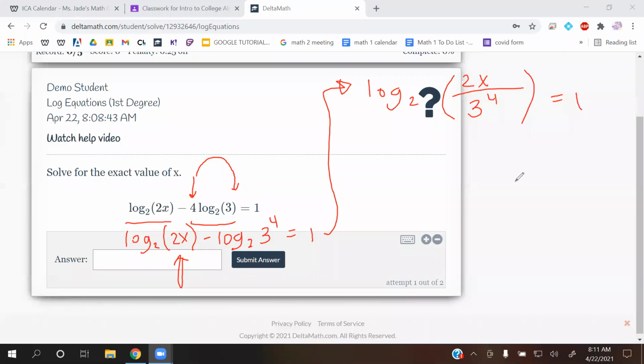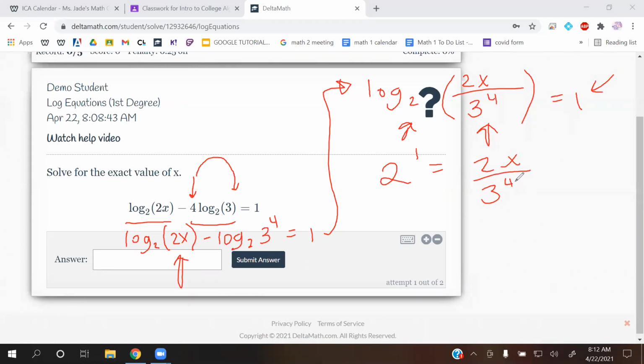Okay, since there were no questions, our next step is to rewrite this in exponential form. Remember, you can write logs in exponential form using the base. So this is 2 to the power of that 1 equals this value, 2x over 3 to the power of 4. So 2 to the power of 1 is equal to 2x over 3 to the power of 4. And then from here, we just solve for x.